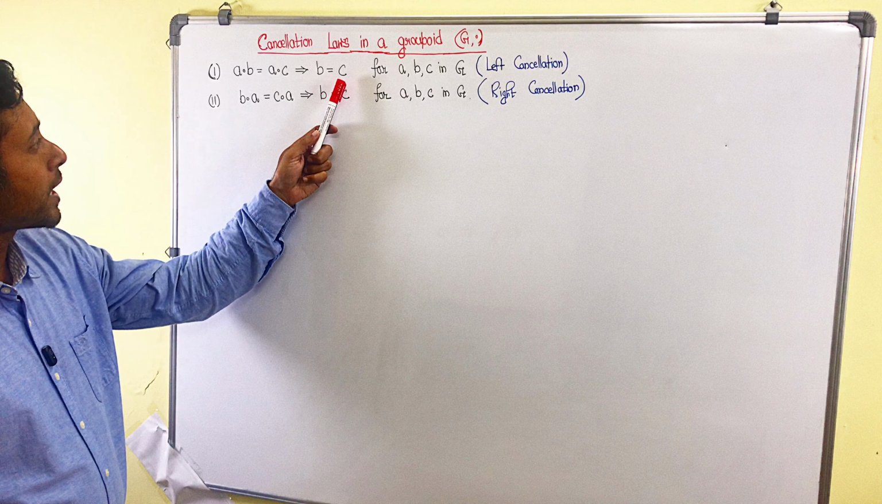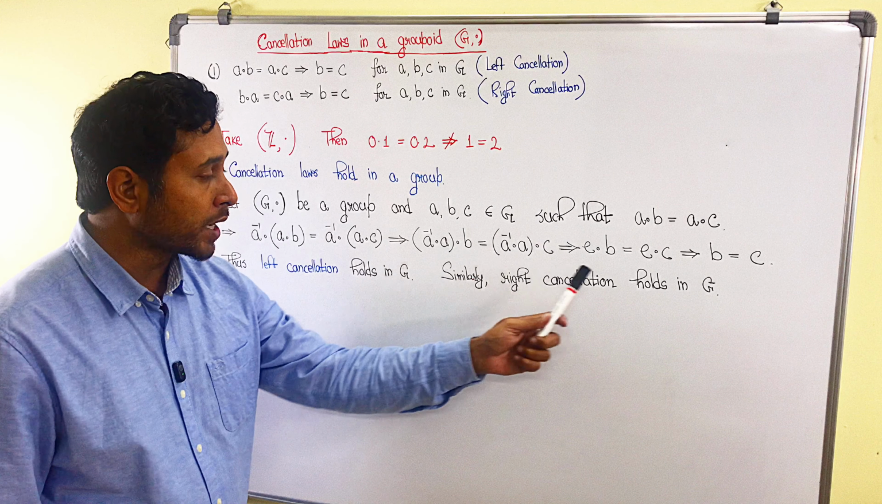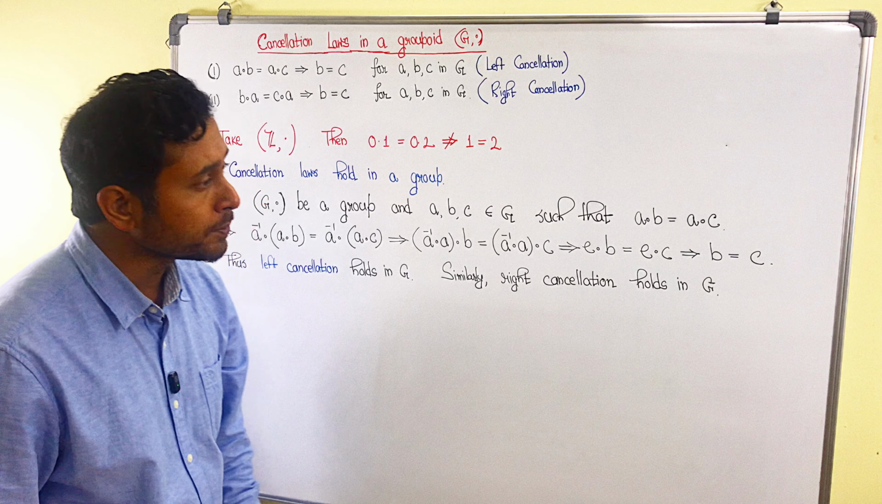Now we'll see that cancellation holds in any group. To see this, consider a group G with composition and elements A, B, C in G such that A composition B equals A composition C. Now since G is a group, every element is invertible, therefore A inverse exists. So now we can compose both sides with A inverse, so as to obtain A inverse compose (A compose B) equals A inverse compose (A compose C). Now with the help of the associative property, that becomes (A inverse compose A) compose B equals (A inverse compose A) compose C, but that is the identity. So identity compose B equals identity compose C, and that would mean B equals C.